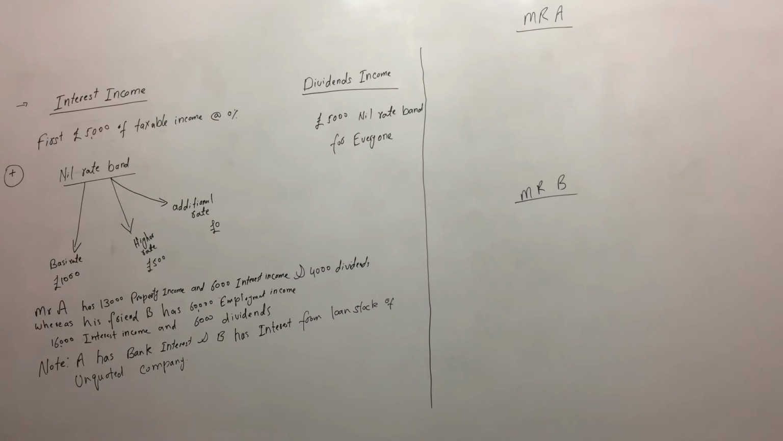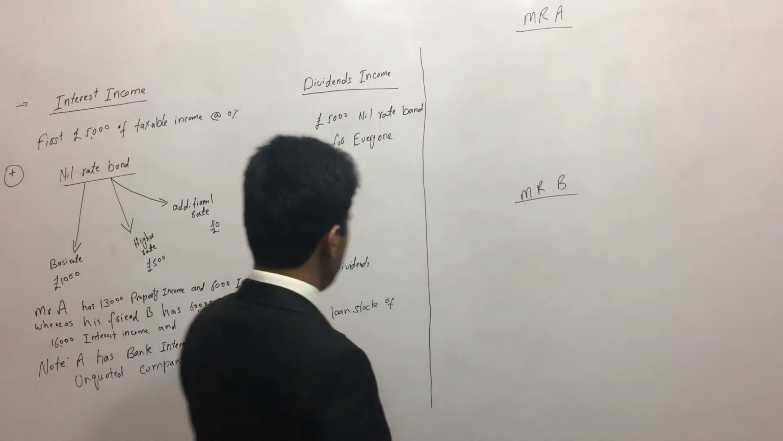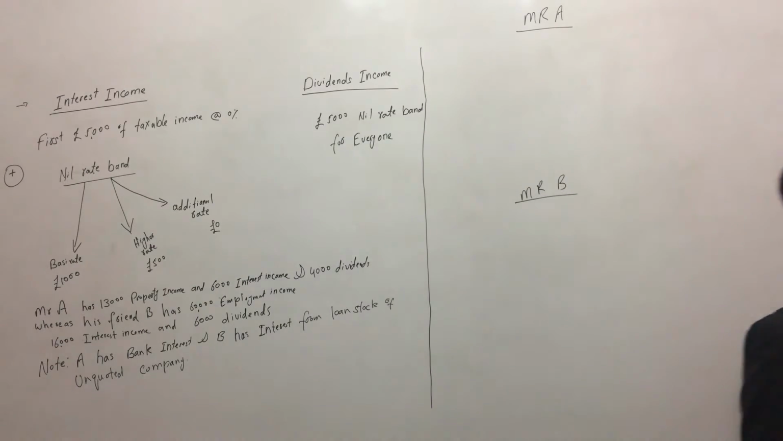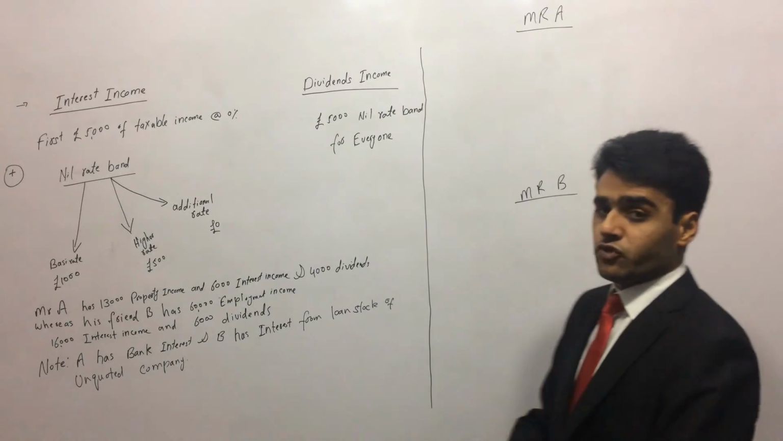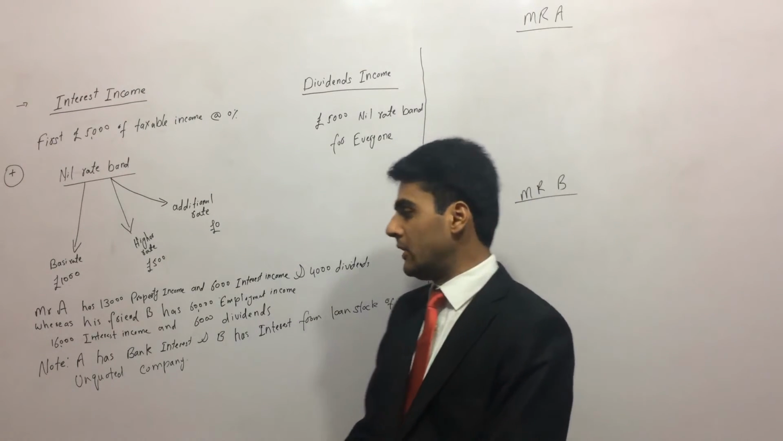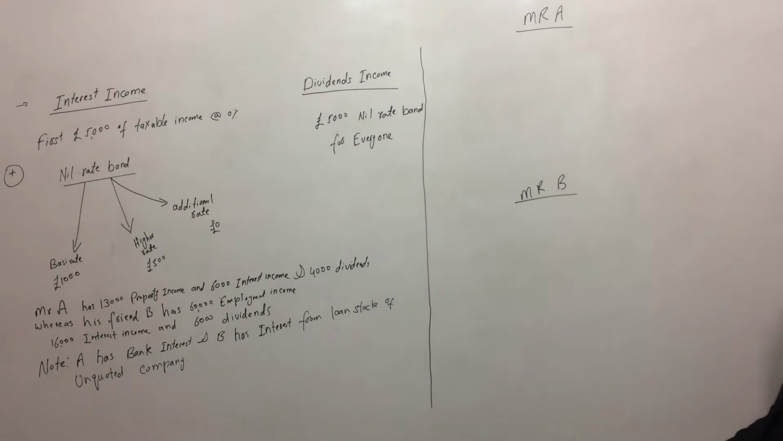Let's look at the example now. Mr. A has £13,000 of property income. I've already written down Mr. A and Mr. B. Now if you want to do this question on your own, just pause the video and do it yourself. I would like you to do it, because even if you get it wrong, at least you would have tried it, so that is better. Please have a go at it, and let's see if you get it right.